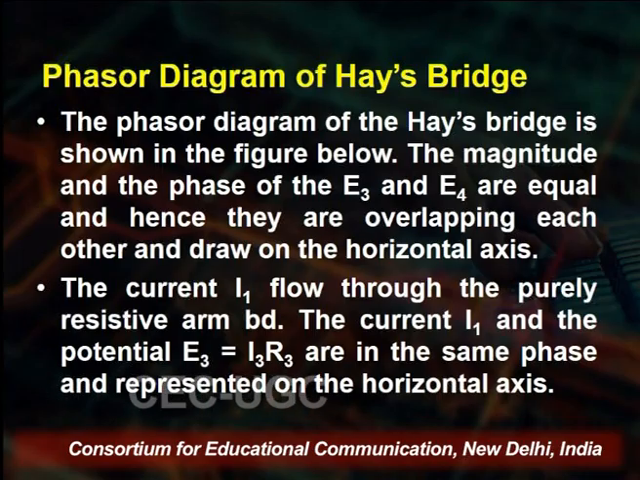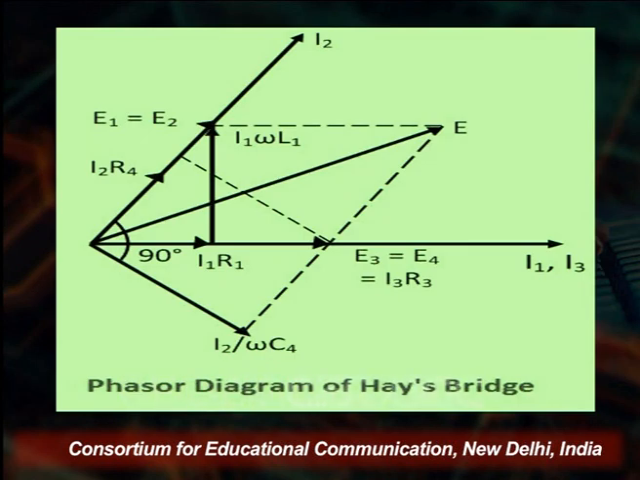Now if we talk about the phasor diagram of the Hayes bridge, the phasor diagram of the Hayes bridge is shown in the figure. We will take it up in the next slide. The magnitudes and phases of E1 and E2 are equal, and hence they are overlapping each other and drawn on the horizontal axis, and E3 and E4 are also equal. You see here E3 is equal to E4, they are on the horizontal axis.